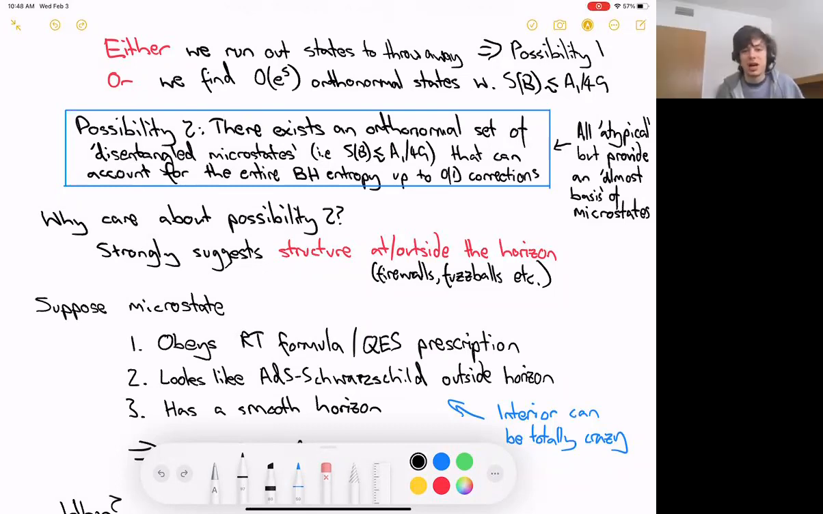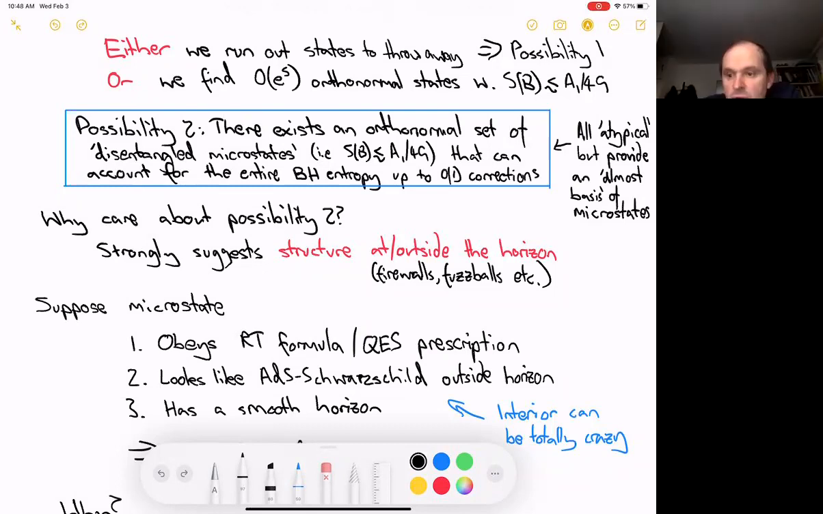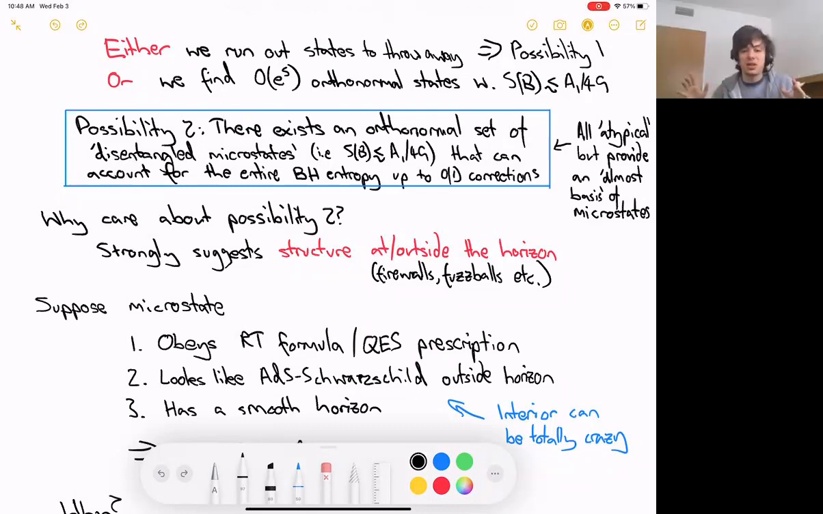Sure. Why do you want the horizon, by the way? Why do you want the horizon, though? I say at or outside the horizon, so maybe there isn't a horizon. That's completely consistent with this. What I am saying is that it can't look like a black hole all the way to a horizon and then have a smooth horizon and smooth geometry behind that horizon.